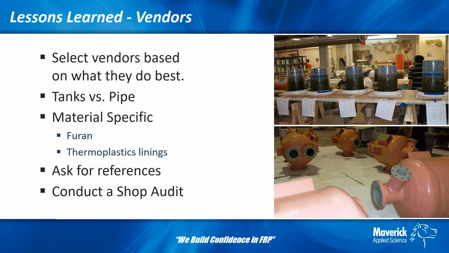When you walk into their shops, you'll see very quickly that the shop is set up for doing tanks, where you need lots of space and lots of manufacturing space for attaching heads and bottoms and nozzles and those sort of things, or they'll be set up for pipe, where they're going to have fixed tables where they can jig up a pipe and level it out, and they're going to have dedicated stations for manufacturing T's and elbows and flanges and things like that. You're going to see very quickly that they're efficient at one or the other. So you'll want to know who you want to go to for pipe and who you want to go to for tanks.